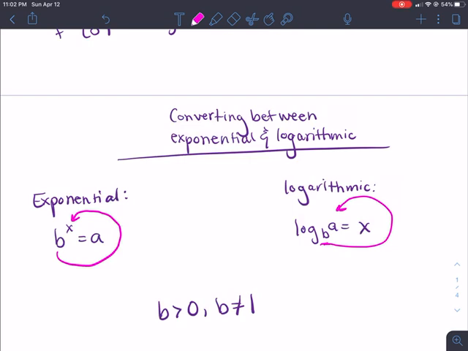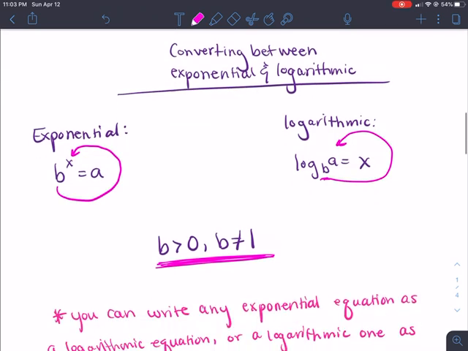Now, this may seem confusing right now, but we're going to do so many examples that you're going to be able to see this in real life. The important thing to note is that the b always has to be greater than 0 and the b cannot equal 1. Those are two very important things that you must remember, okay? The b has to be greater than 0 and it cannot be equal to 1.